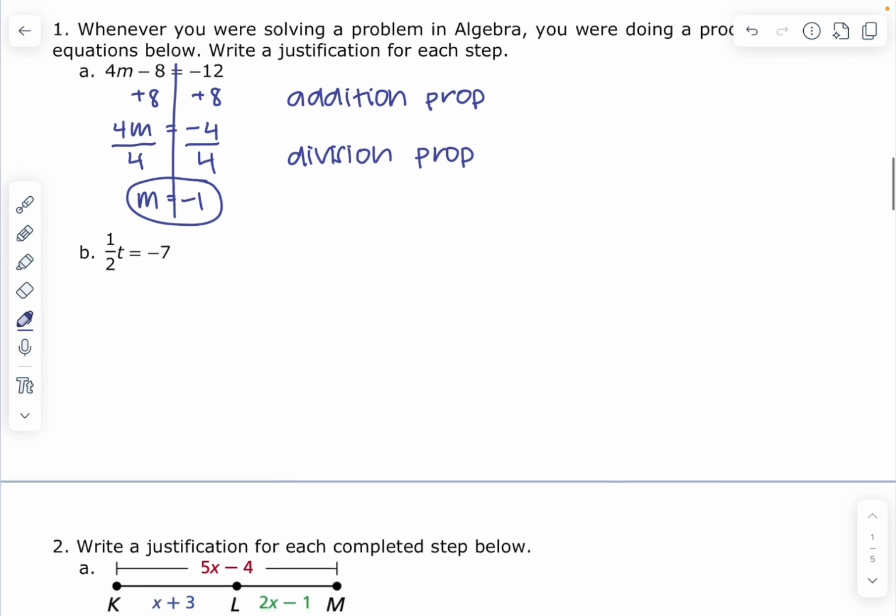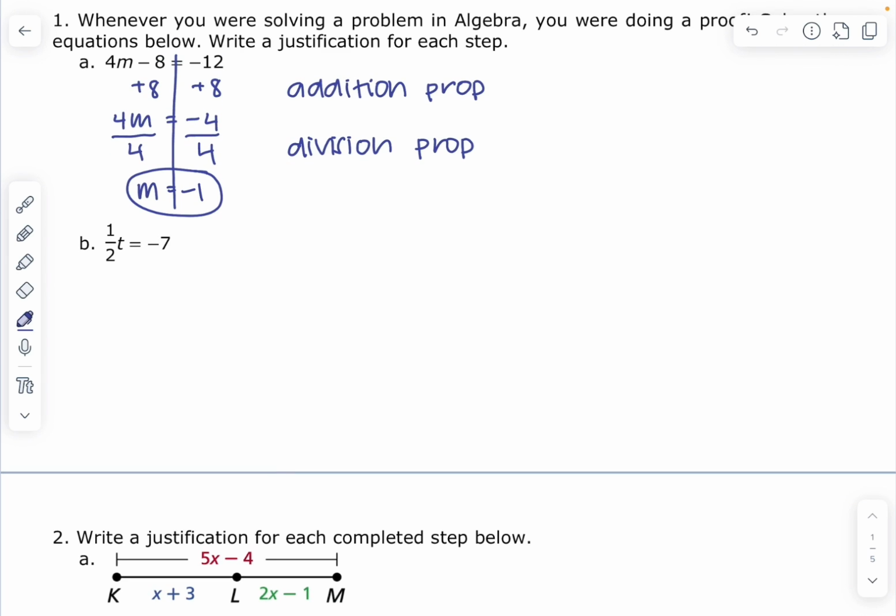Okay, we can do the same thing with b. If I have 1/2 t equals negative 7, I'm going to get t alone. I'm going to divide both sides by half. On the left, I'm going to get t alone, and on the right, I'm going to get negative 14, which is going to be my solution. And then recall we want to justify each of our steps, so we used our division property here.